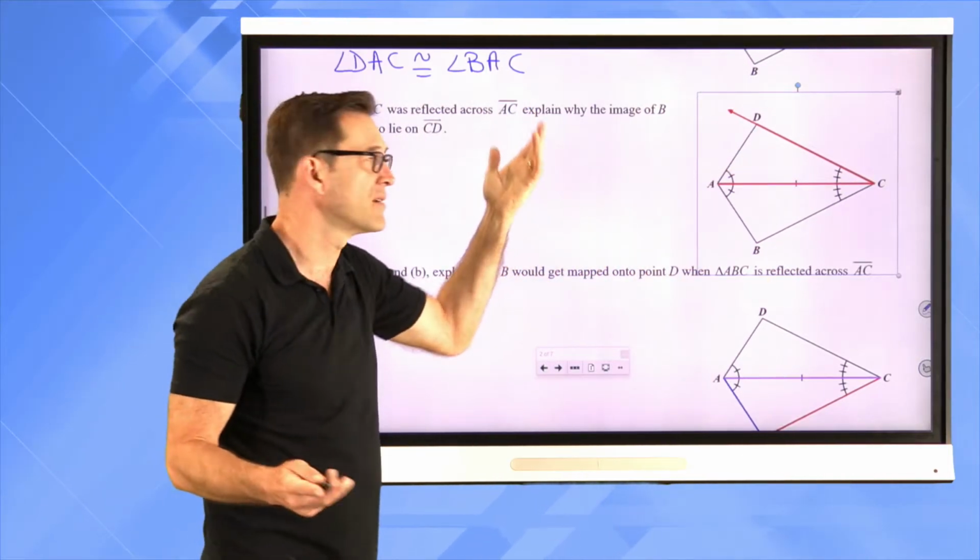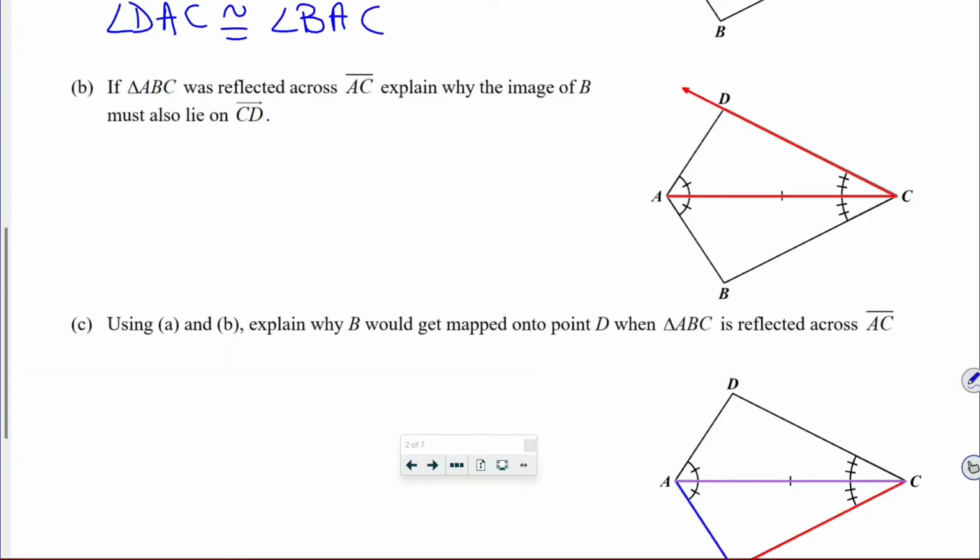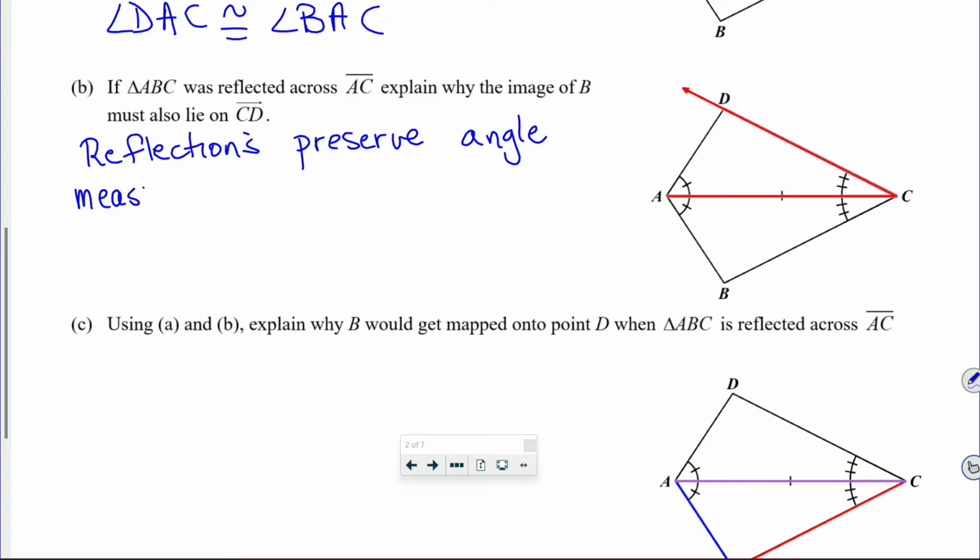So I'm going to write down essentially the exact same explanation, which is that reflections preserve angle measurements and angle BCA is congruent to angle DCA.